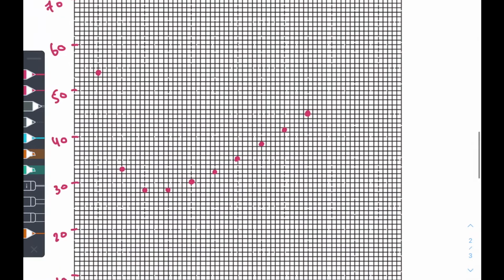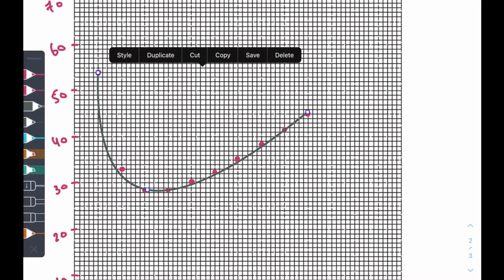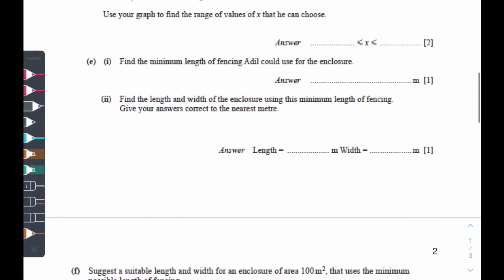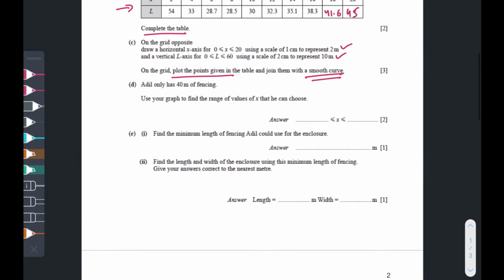Okay. So when I connect them, these values somewhat go like this. Okay, this is a little, I can make this a little smoother. Just like this. Okay, now some of these points are above or beyond this. Don't worry about those. But still, it is a smooth curve. The next part of the question says Adil only has 40 meters of fencing.